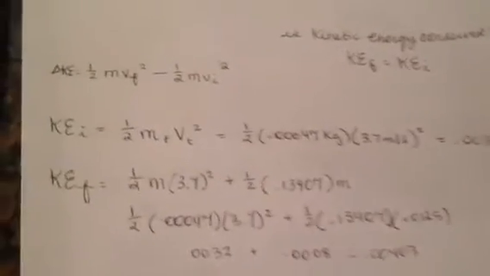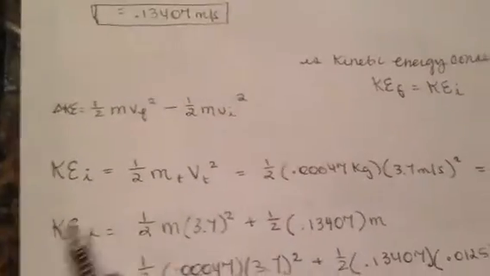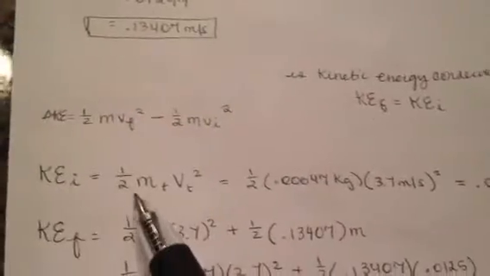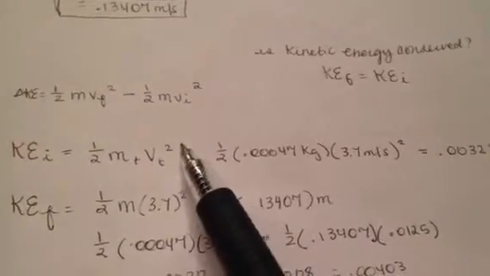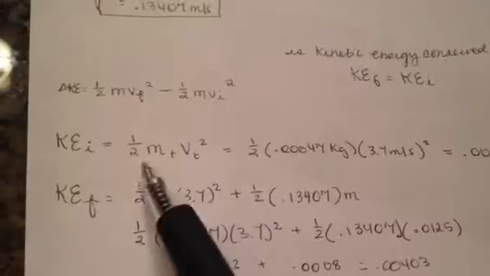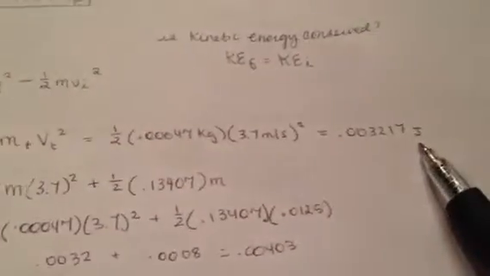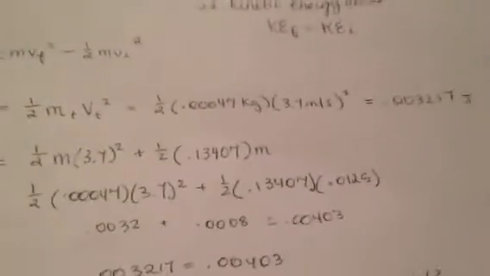Okay. I said that the change in kinetic energy should be final minus initial. So we need to calculate the initial and the final in order to subtract them both. So I said 1/2 mass times velocity squared, and this is for the tongue, the initial situation. And I plugged that into the calculator, and I got 0.003217 joules.